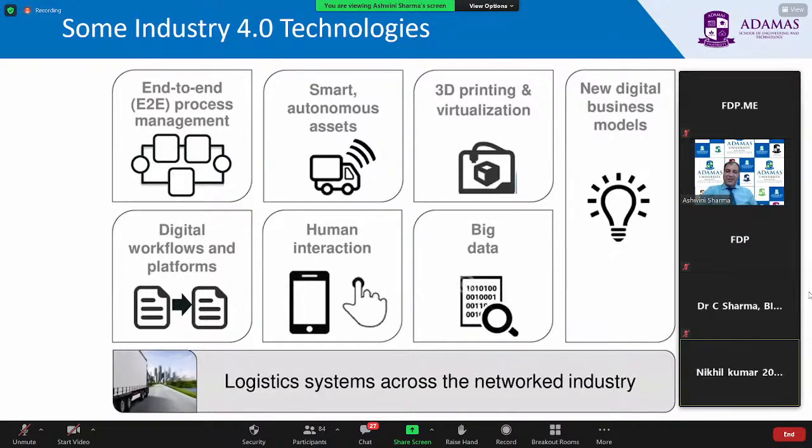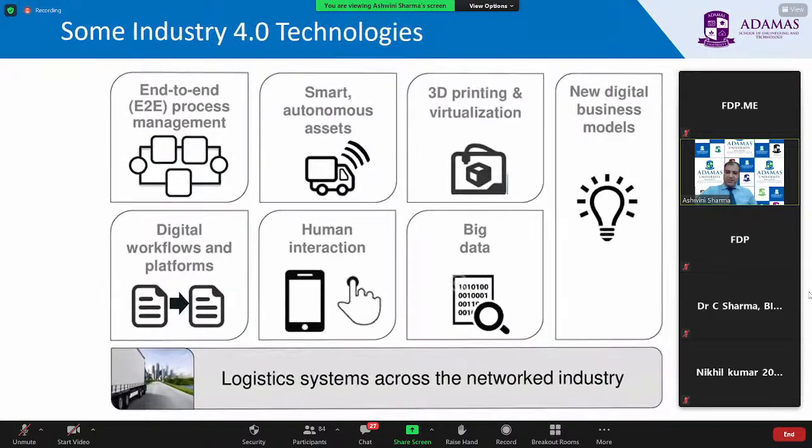Yes, that also needs to be changed. And if that is to be changed, it is a Herculean task, a hell of a difficult task. So if you have that kind of digital workflow, everything will be changed and you don't have to worry about that. Then human interaction is one thing. Then big data we have seen, and new digital business models are evolving out of it day by day.